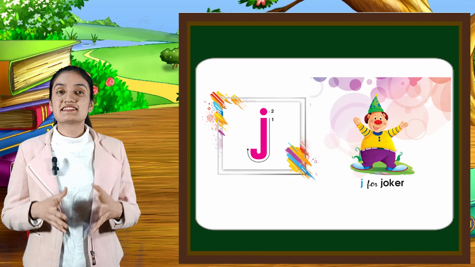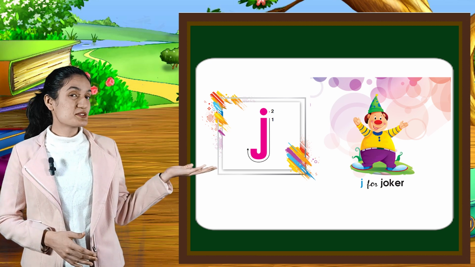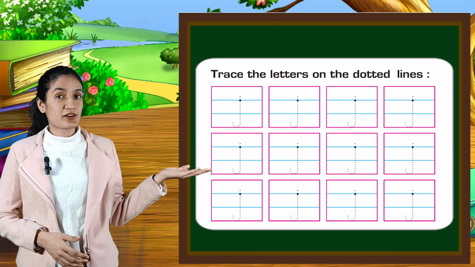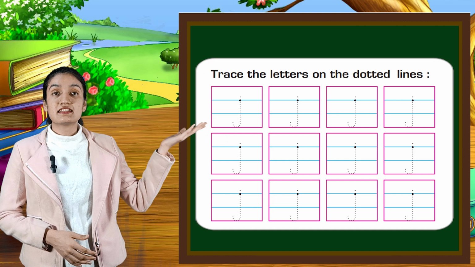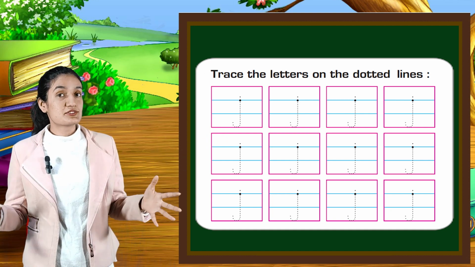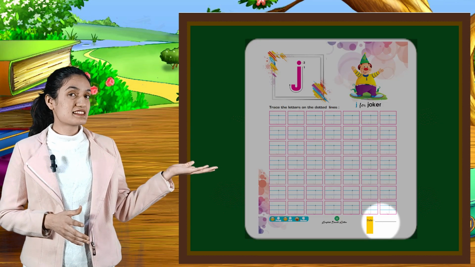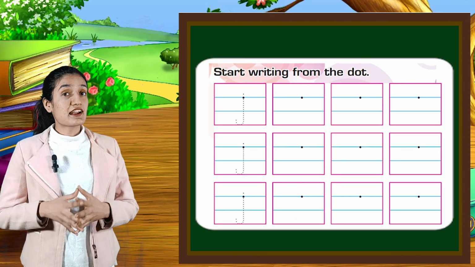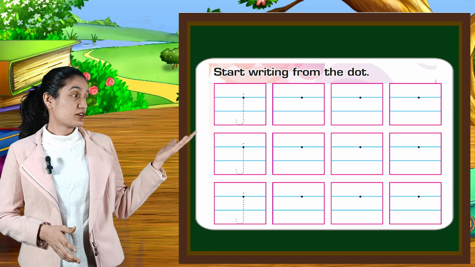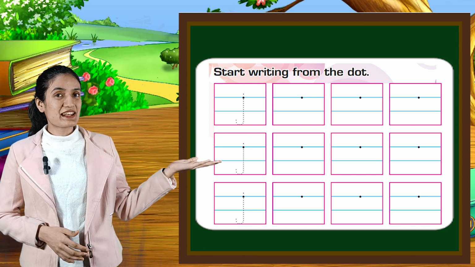Next letter is J. J for joker. Trace the letter on the dotted lines. You can see here is the J. Join all the dots and learn how to make J. Write here the date and start writing from the dot. Dot से शुरू करें और J बनाएं.